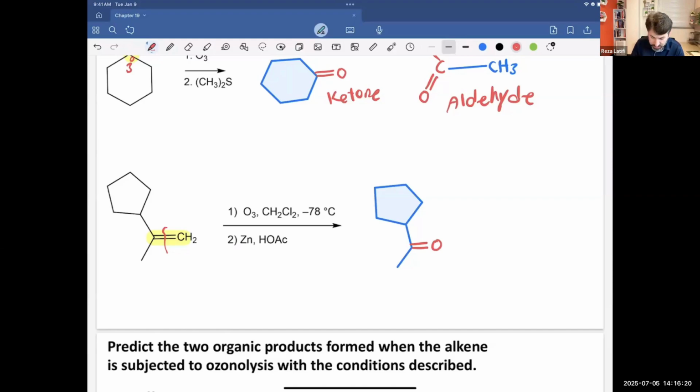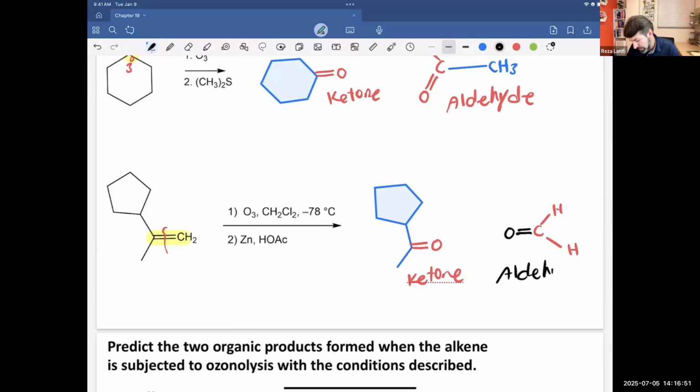Why ketone? Because we have two substituents. We have the cyclopentyl and methyl attached to the carbon. And so that's going to be ketone. And on the other side, I have a carbon attached to 2 hydrogen. Let's show the 2 hydrogen. And now we're going to replace the double bond with a double bond to oxygen, and that's going to be formaldehyde. And so this one is going to be aldehyde.